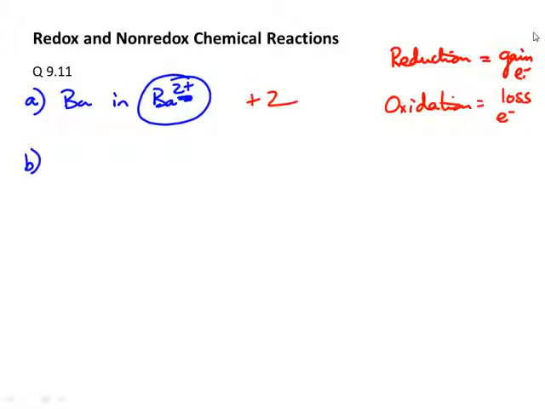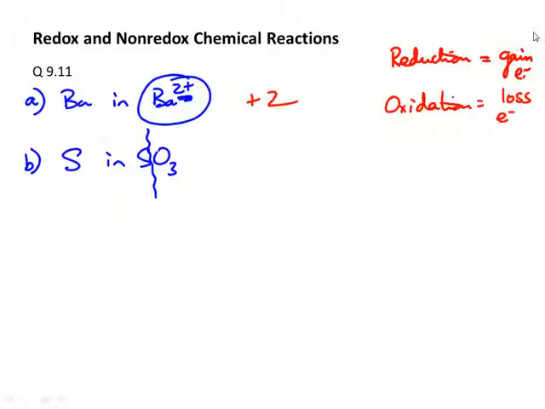B, they need us to figure out the oxidation state of sulfur in sulfur trioxide. So in this problem, we'll have to pretend as if it were an ionic compound. Now sulfur is less electronegative than oxygen. Because oxygen has a higher electronegativity, oxygen will have a negative oxidation state and sulfur should have a positive oxidation state because of that difference.